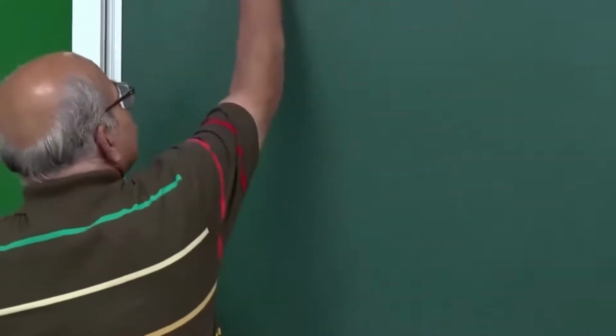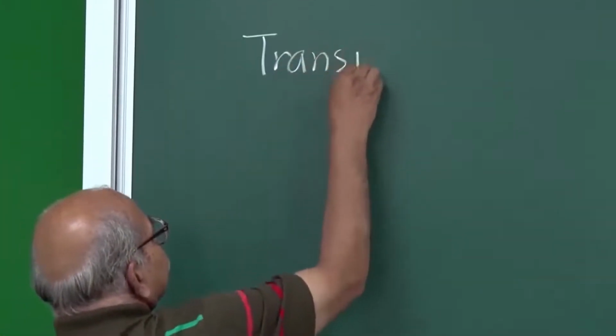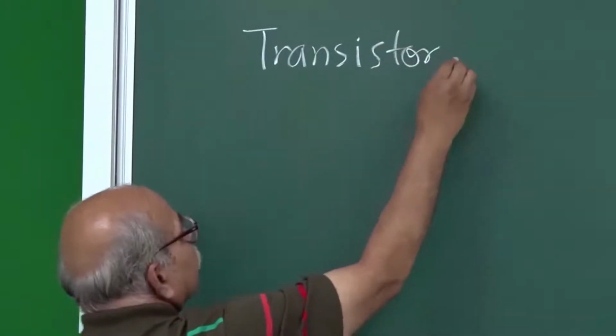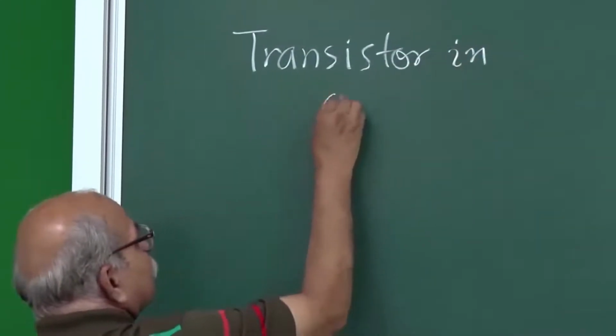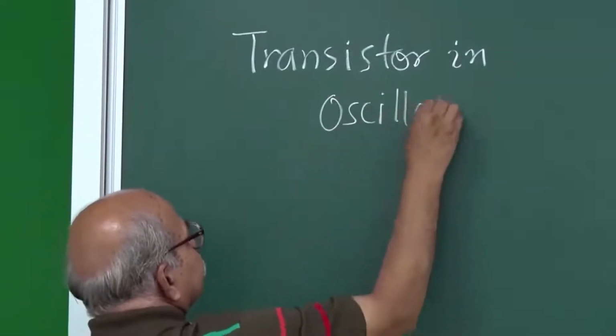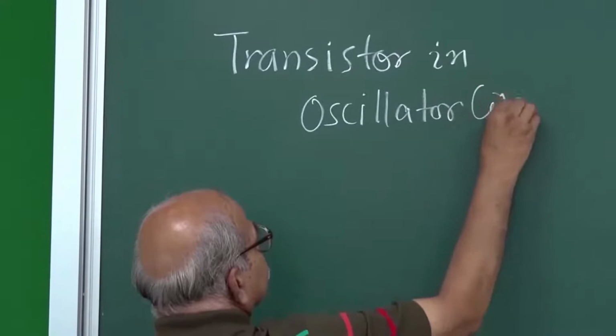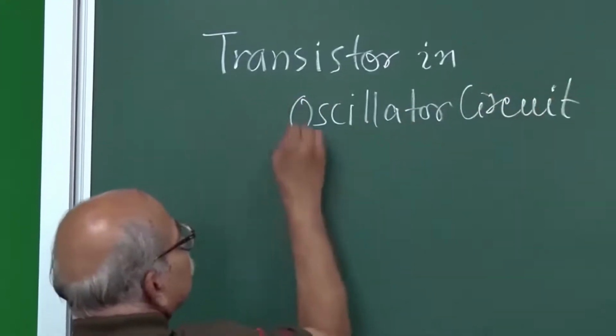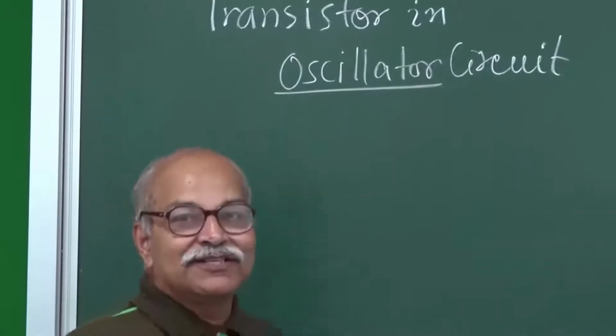Okay. So, transistor in oscillator circuit. So, what is that oscillator? Oscillations, everyone knows oscillations, and the one which oscillates is the oscillator. But in this electronics context, an oscillator is a circuit or an instrument which converts DC to AC.